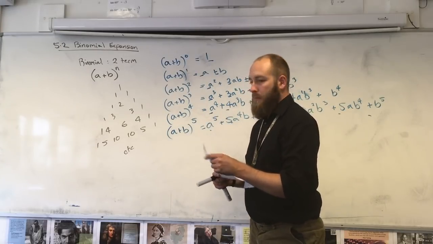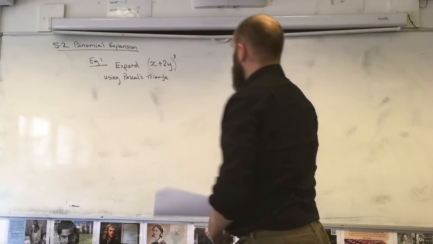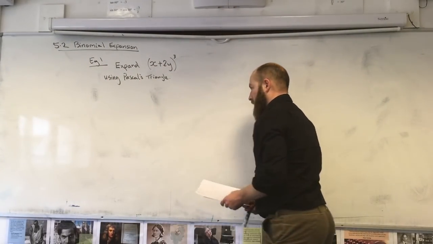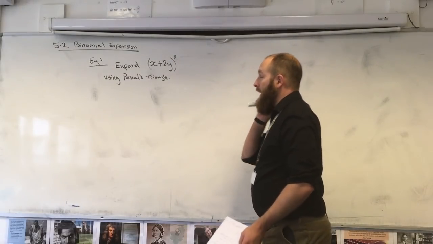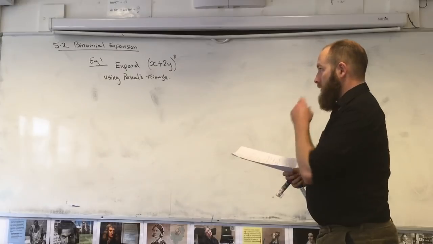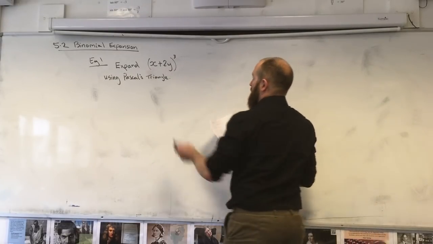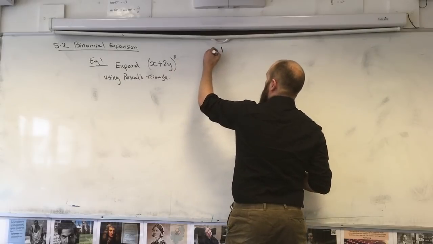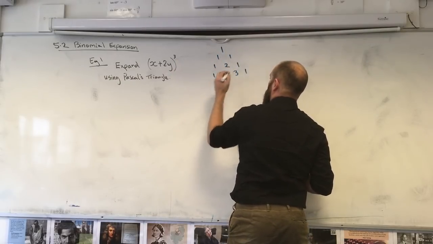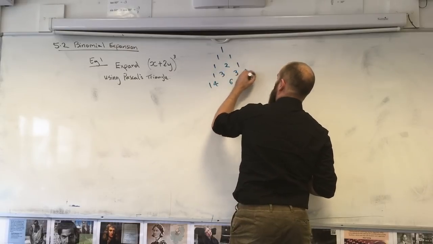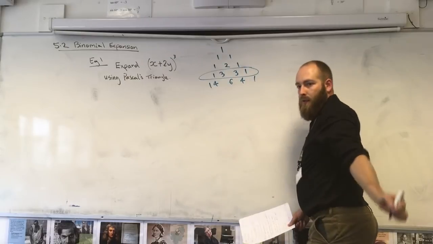So, we'll go through some examples of how this thing works. We're going to try and expand that bracket using Pascal's Triangle. Now, I know it's just a cubed bracket, so you could expand that by multiplying, but we're going to try and do it the clever way using this triangle. Because it's to the power 3, we can look through Pascal's Triangle. I know it's going to be that set of coefficients.